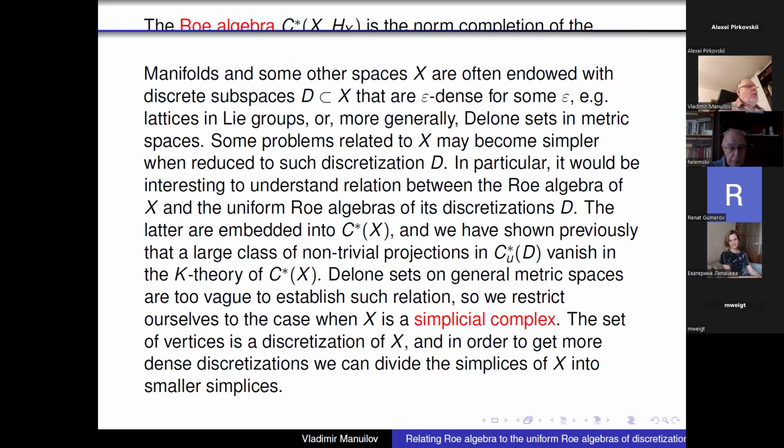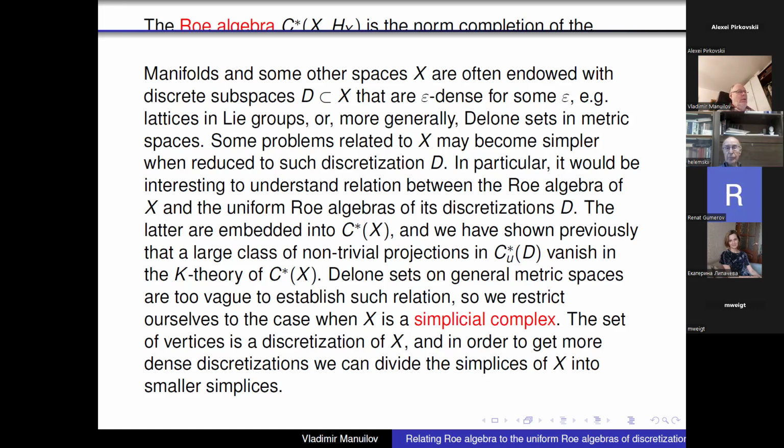Okay, manifolds and some other spaces are often endowed with discrete subspaces, which are dense in some sense. For example, lattices in Lie groups, or more generally, Delone sets in metric spaces. Some problems related to the space X may become simpler when reduced to such a discretization D. In particular, it would be interesting to understand the relation between the row algebra of X and the uniform row algebras of its discretizations. The latter are embedded, of course, into the row algebra of X, and we have shown, for example, that a large class of non-trivial projections in the uniform row algebra of the discretization may vanish in the K-theory of the full row algebra.